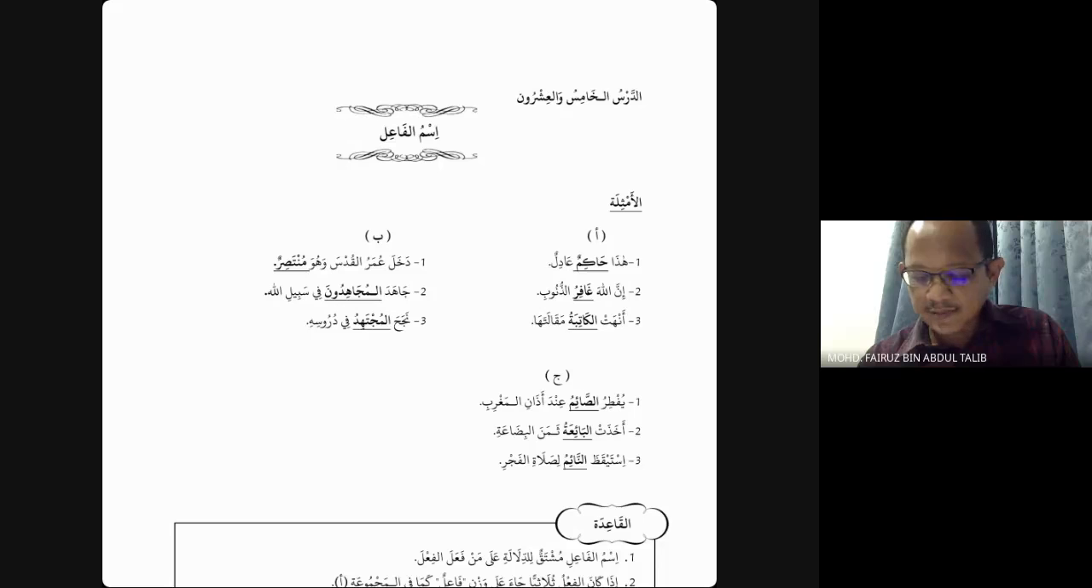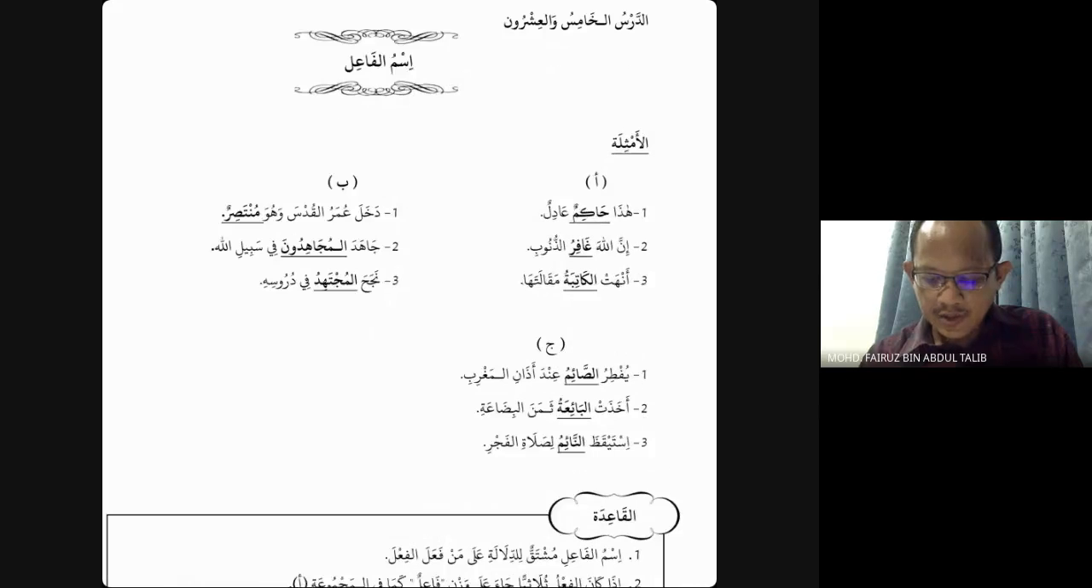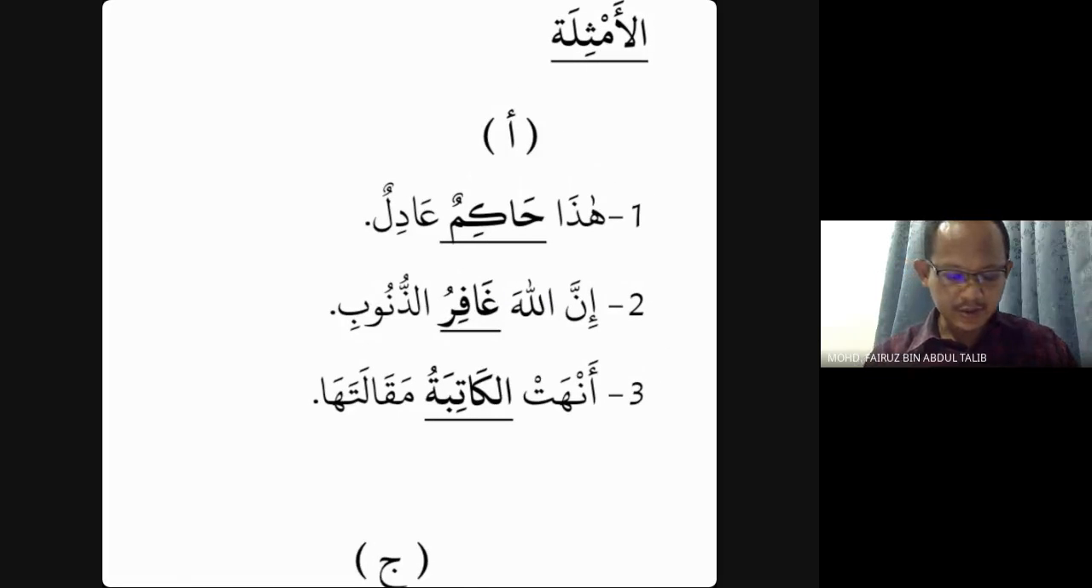Al-amthila, the examples. Group alif: hadha hakimun adilun. Hakim is a ruler. Hakim is not a judge. This is a ruler. Adil is just. So the sentence means: this is a just ruler. Hakim adil. Now if you look at the word hakim, what is the meaning? Ruler. Yes, this is ruler.